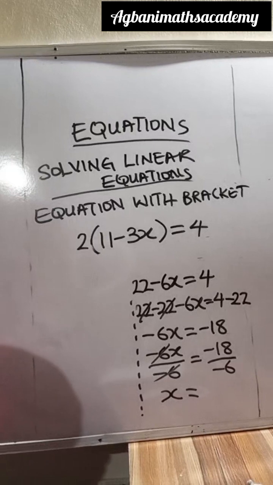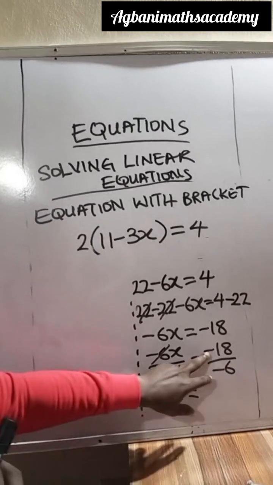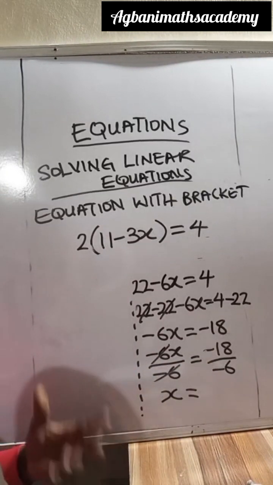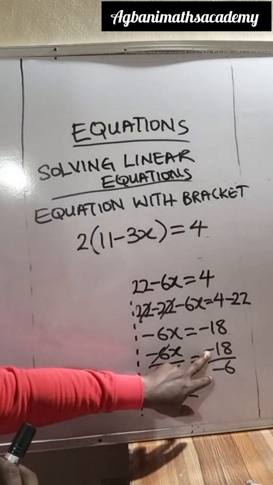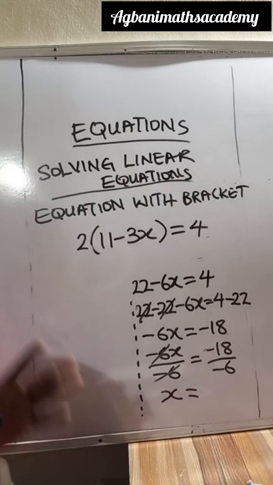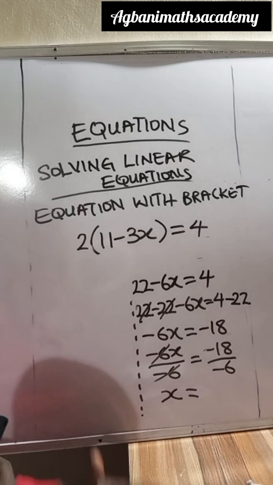minus 18 divided by minus 6. When you are dividing, we have the division rule, multiplication rule, addition rule of signs in algebra. So when minus is dividing minus, your answer will be positive. When the signs are the same, your answer will be positive. When the signs are different, your answer will be negative.